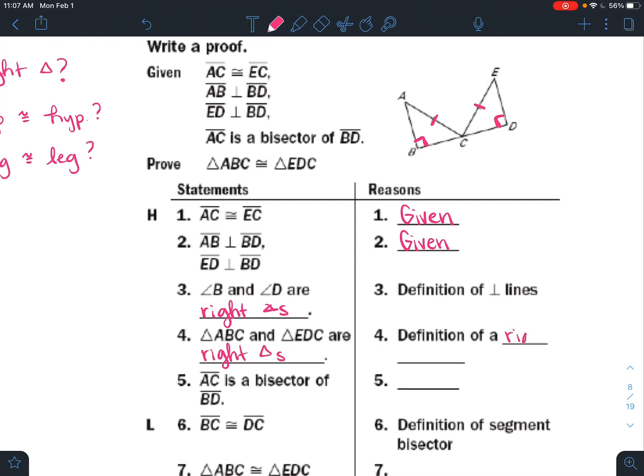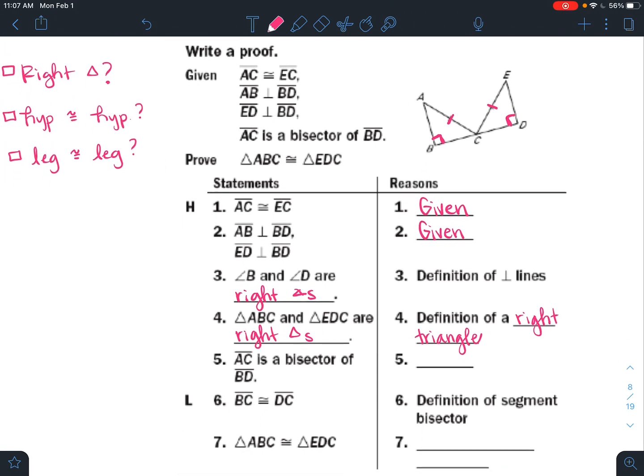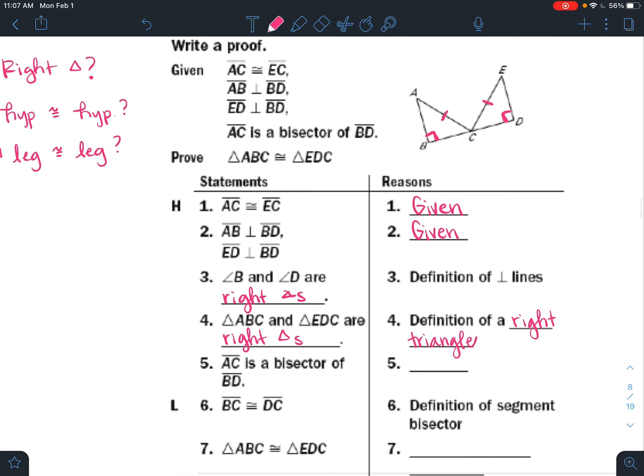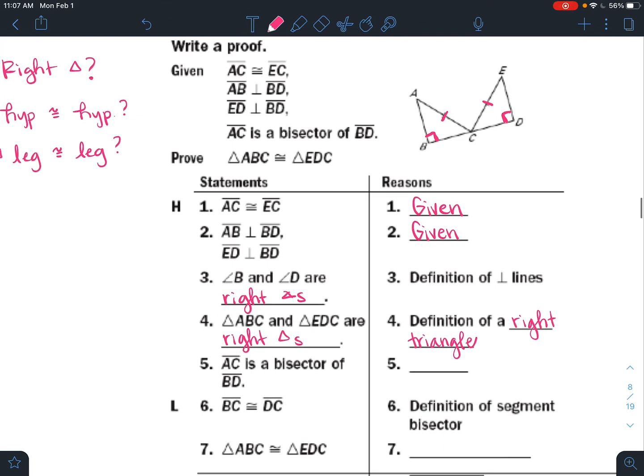Definition of a right triangle. Right triangles have right angles. And then our other given statement, AC is a bisector of BD. So what that tells us is that BD is split in half, which creates segments that are congruent, BC and CD.